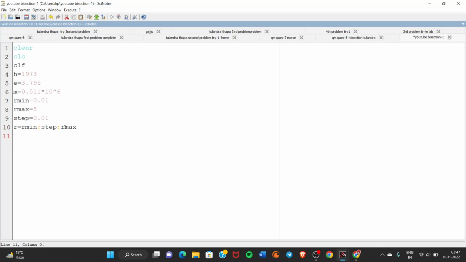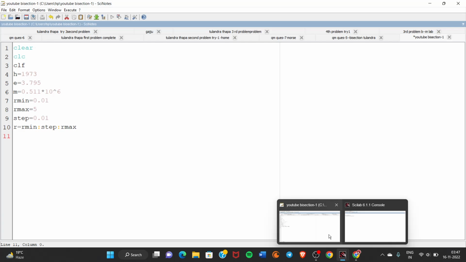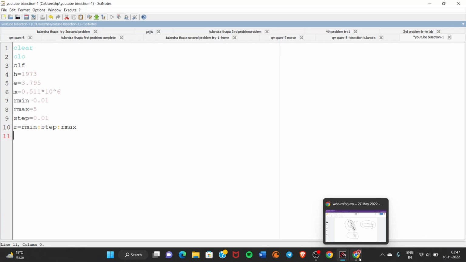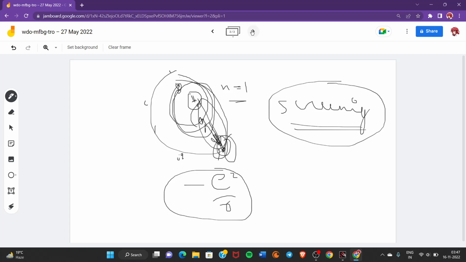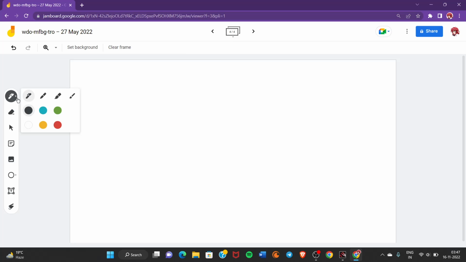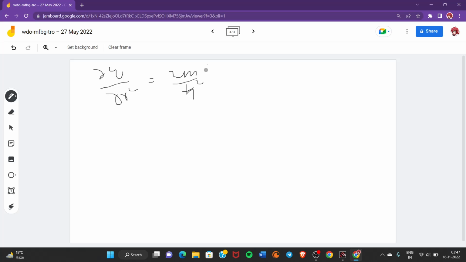Now what we have to do: the Schrodinger differential equation, the Schrodinger wave equation that we have is del square u upon del r square is equal to 2m by h bar square, times V(r) minus E, and u. So now this is a second order differential equation.